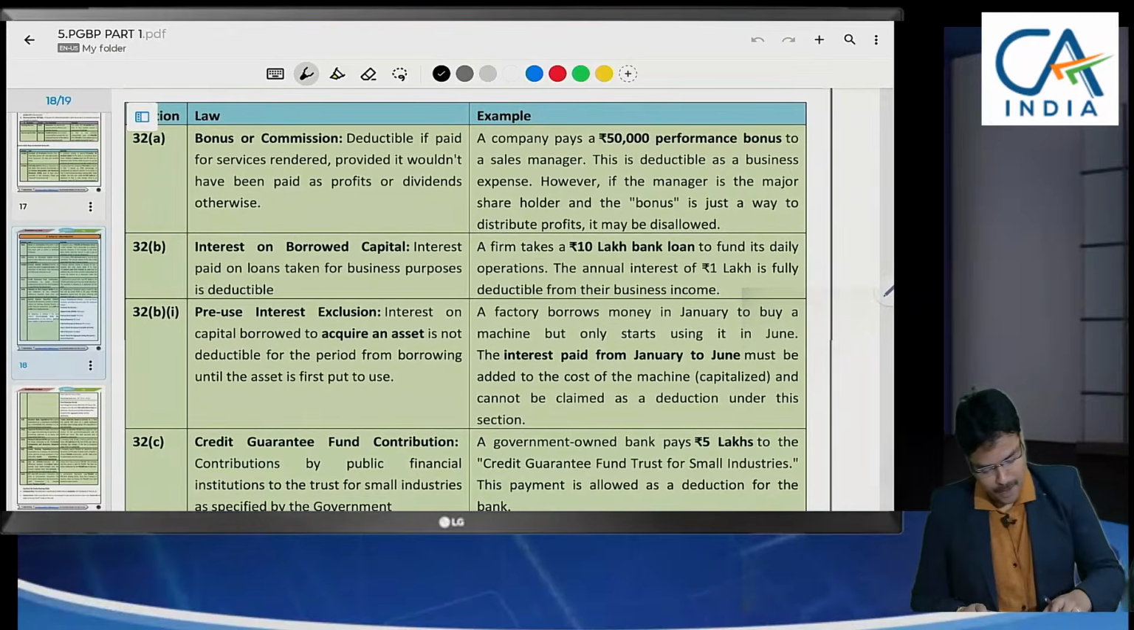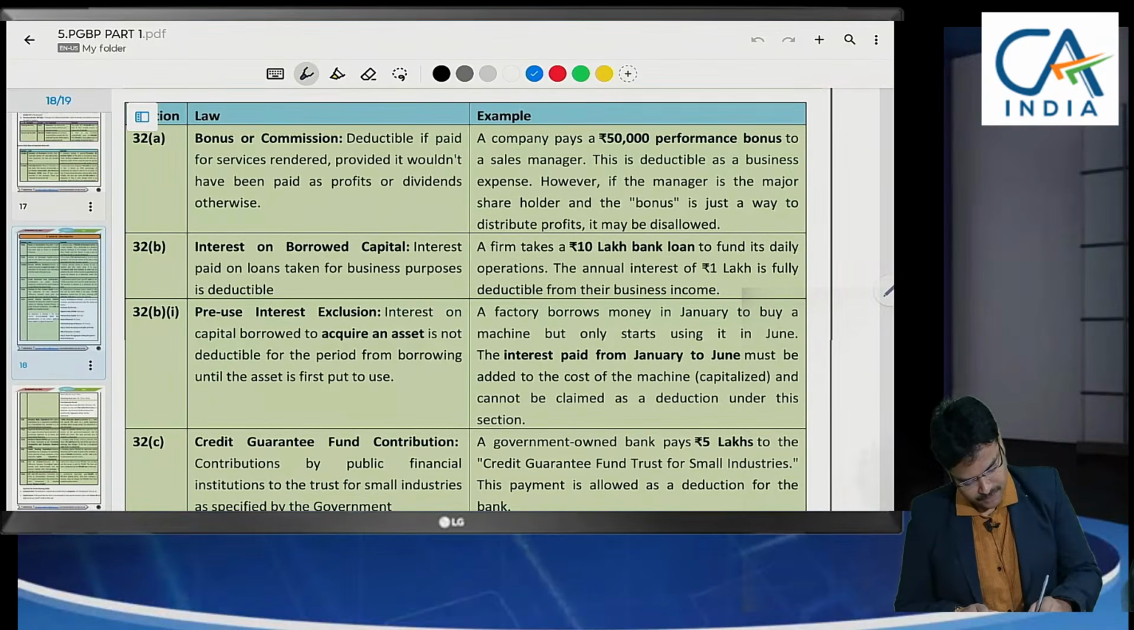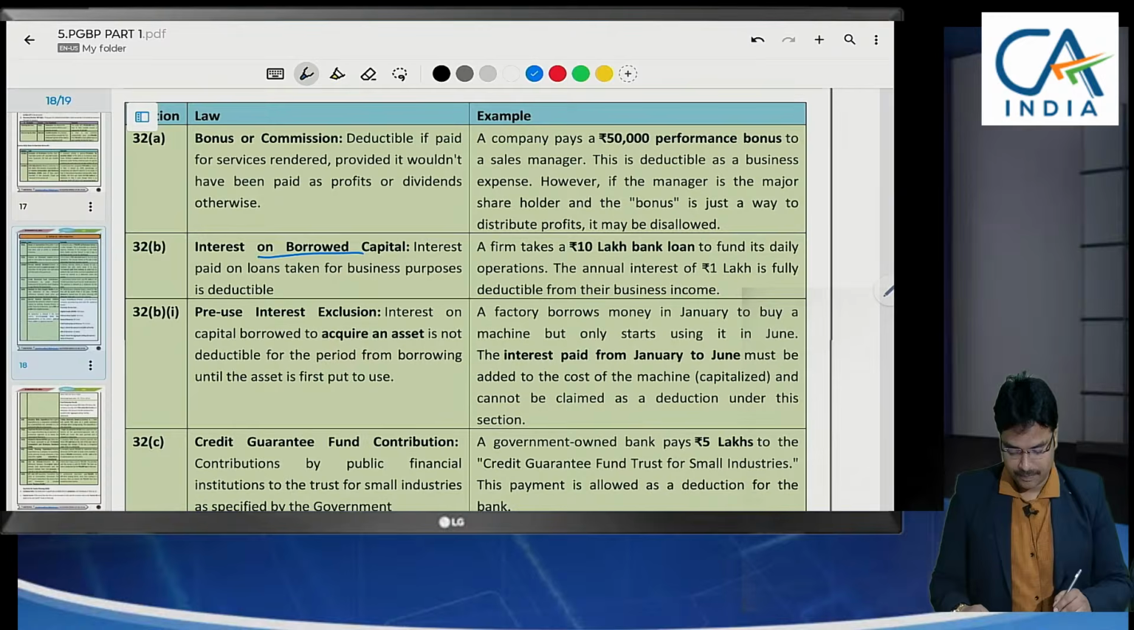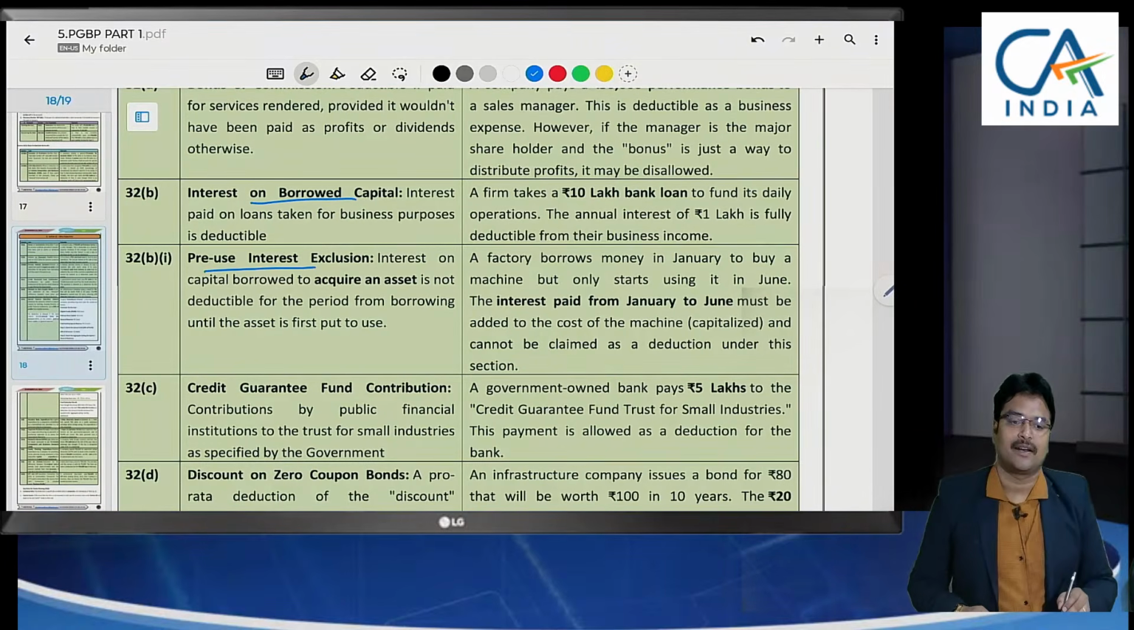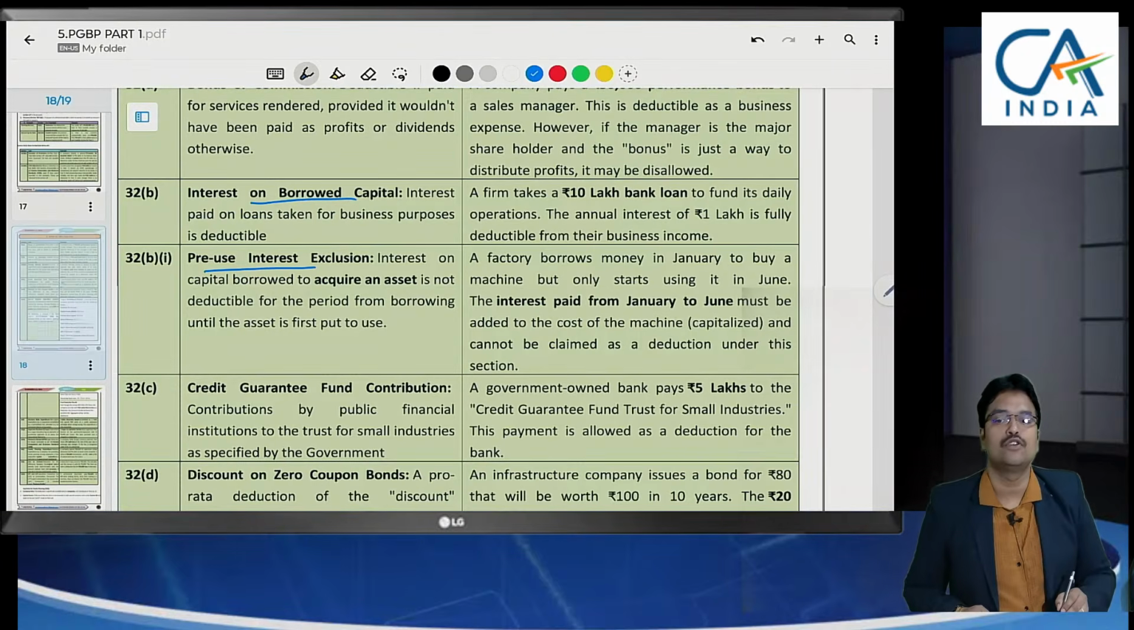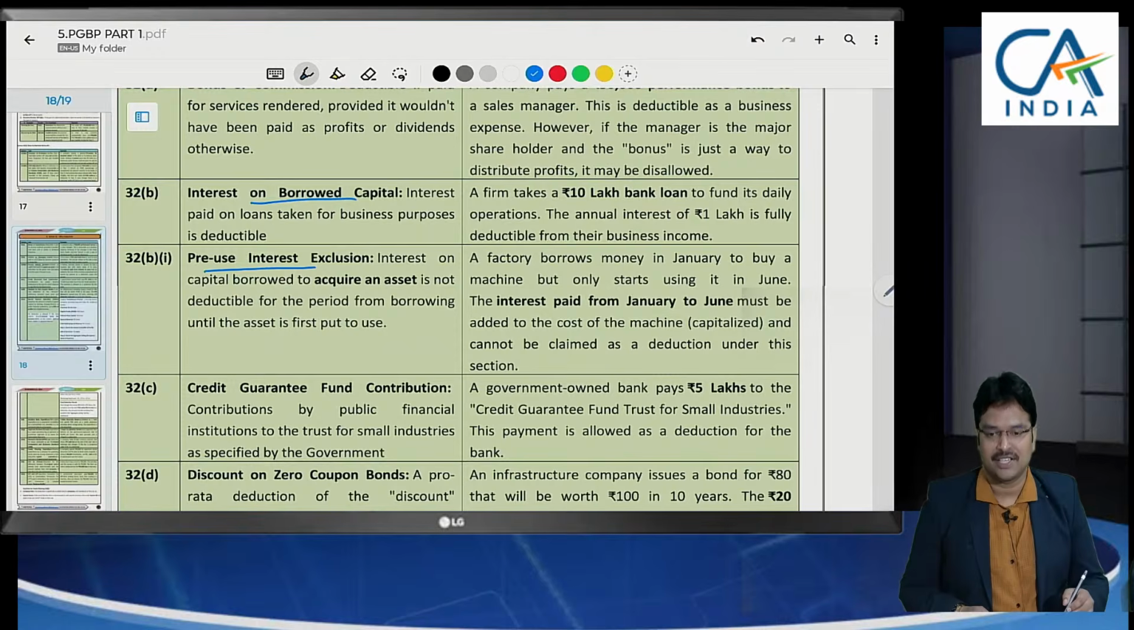Interest on borrowed capital. Here, if you see, pre-use interest exclusion: till the asset was put to use, any cost incurred has to be capitalized. In the past session we have discussed this one.